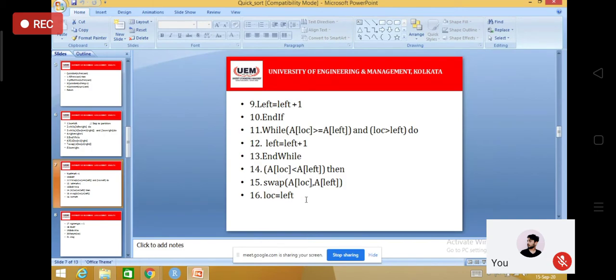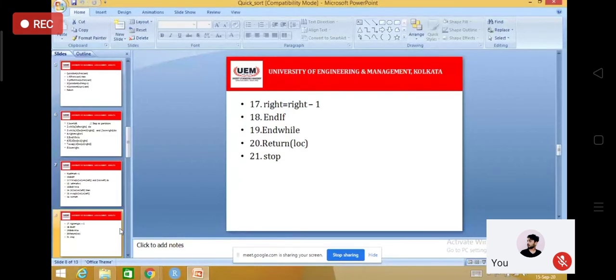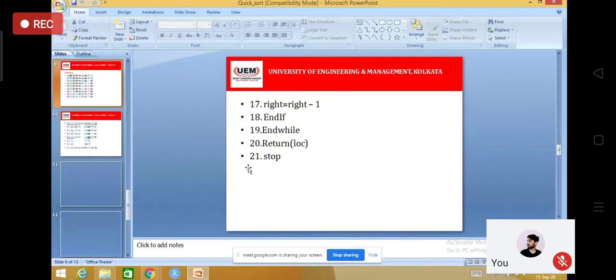Which means the pivot will now go to the left and things will continue again and again till you reach the position where the elements are in this situation: the left part is smaller, the right part is greater. Now look at one example.